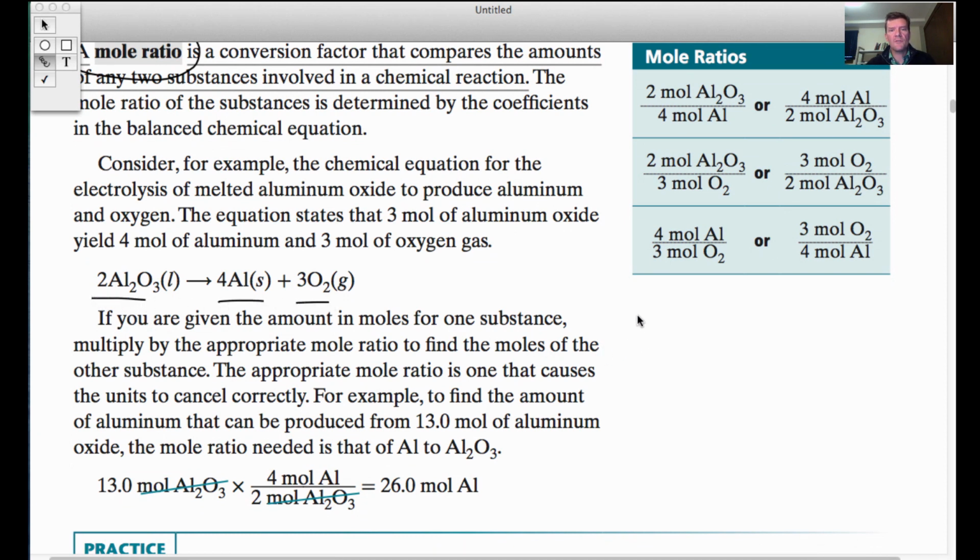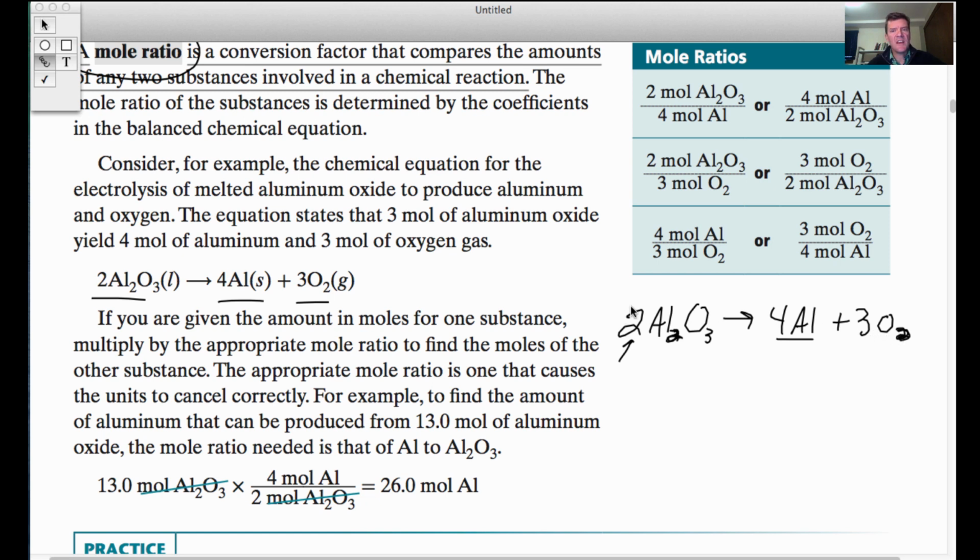I'm going to rewrite it over here for us, just so that I can add a few comments. Okay. If I read this, what the reaction is that is described here, we're saying basically we have two compounds of aluminum oxide. Two compounds of aluminum oxide are going to decompose, they're going to break apart and form 4 atoms of aluminum and 3 molecules of oxygen.